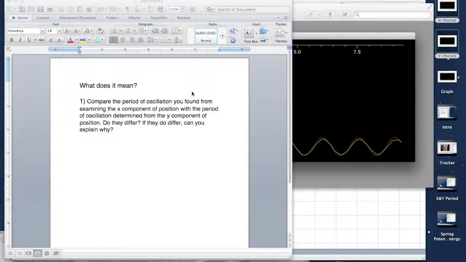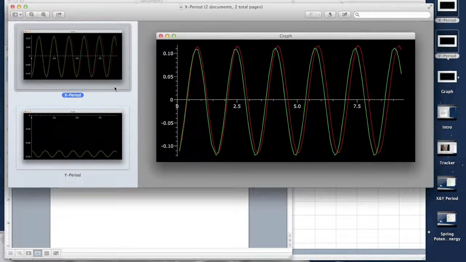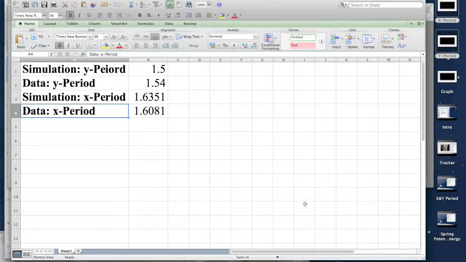Now, there were 3 what does it mean questions. The first one essentially asks to compare the period of oscillation with respect to both x and y. Now, it can easily be seen that the periods of oscillation were indeed different when it comes to the position data concerning the x and the y. It can also be seen right here from the numerical values themselves. This is because the vertical and horizontal periods of oscillation are completely independent of each other. This can be likened to how velocity in the x and y direction for projectiles are independent.